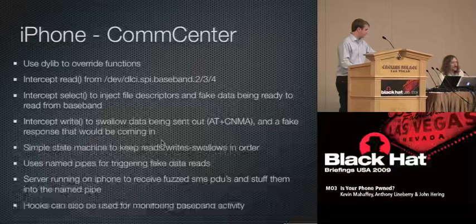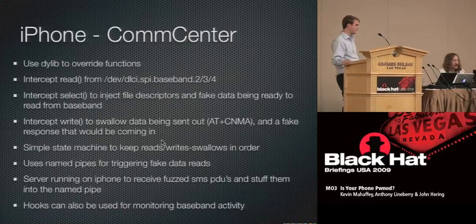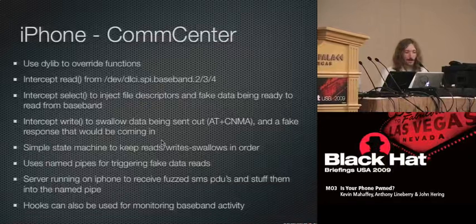So one of the examples for our fuzzing server, or the host that goes on the phone for the injectors, was our iPhone Comm Center fuzzer. Fuzzing SMS, especially on iPhone, seems to be a pretty popular topic this year. So this was our implementation of it, which, talking to Colin Mulliner, seemed to be pretty similar to theirs. We're basically using a dynamic library to intercept reads, writes, opens, and select on the SPI basebands, specifically baseband 2, 3, and 4, which are used in incoming SMSs.